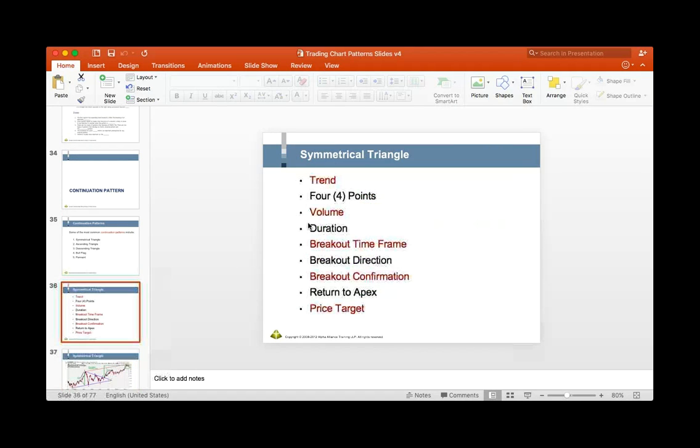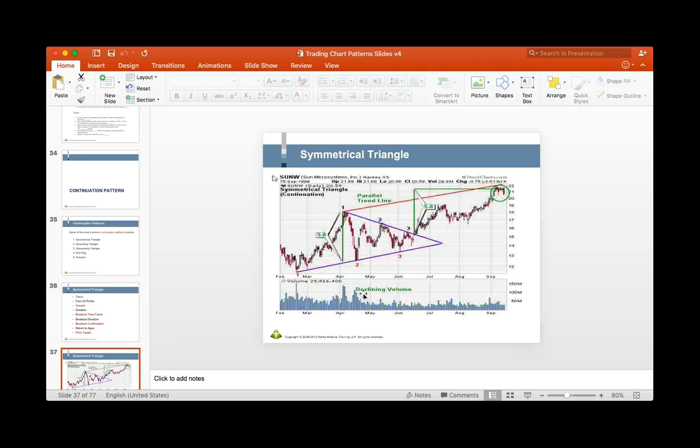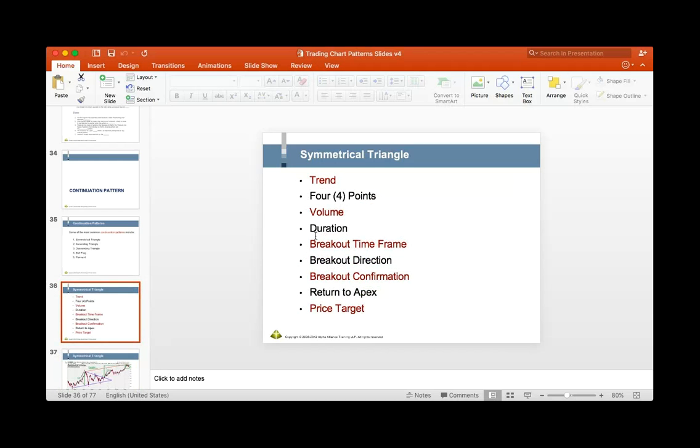Okay, volume again. Volume for most patterns is decreasing. So when you first form the pattern, the volume will be higher, and then after that, the volume will decrease. So generally, that's the idea. Okay, then duration. Usually duration is not long. Okay, continuation patterns are usually shorter in duration compared to your reversal patterns. Okay, continuation patterns are usually shorter.